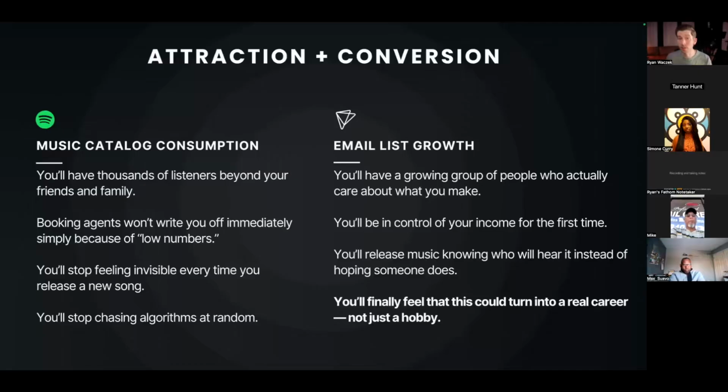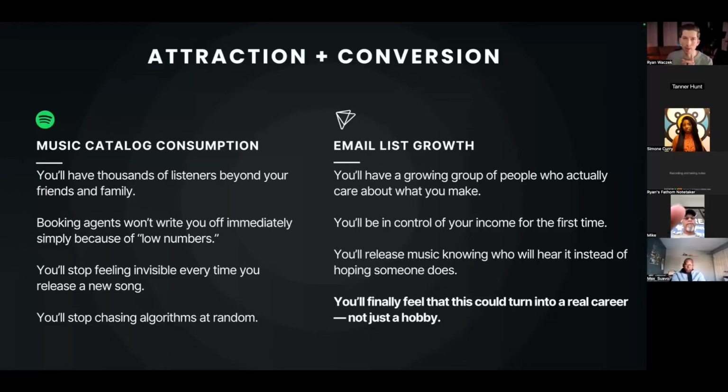Now, if you have your email list growth set up, that means you'll have a growing group of people who actually care about what you're making. And you'll be in control of your income for the first time because there is a direct correlation of email list size and income earning potential. That is true in any business, including ours. And you'll also release music knowing who will hear it instead of just hoping someone hears it. And you'll finally feel like this could turn into a real career for you, not just a hobby, because the list of fans, that is the core list of your business, right?